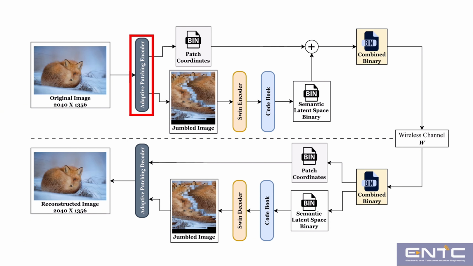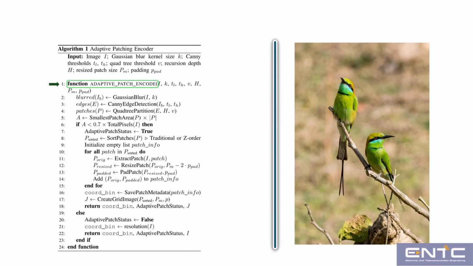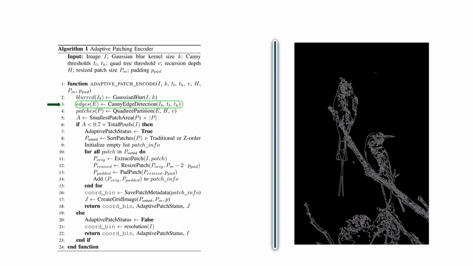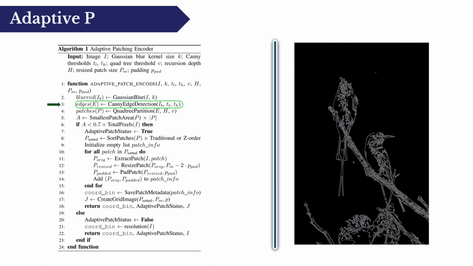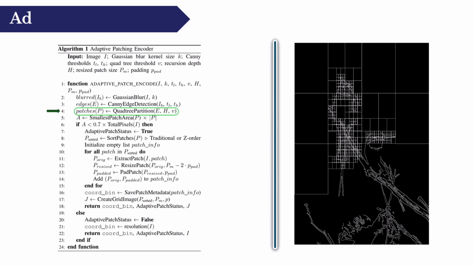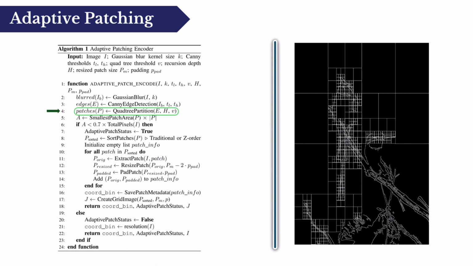Let's take a closer look at the operations within the adaptive patching module. The adaptive patching module takes the original image as input, along with several parameters. Then it applies Gaussian blur to the image. Next, it performs Canny edge detection to extract prominent edges. Next, the module performs quad-tree partitioning based on the edge detection results. In this process, the image is recursively divided into 4 quadrants.